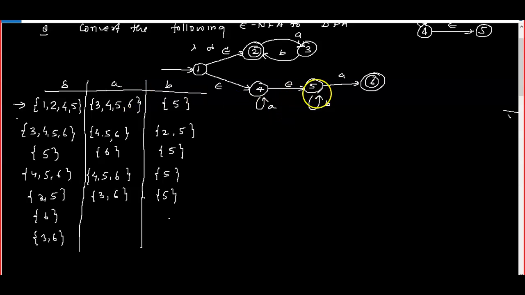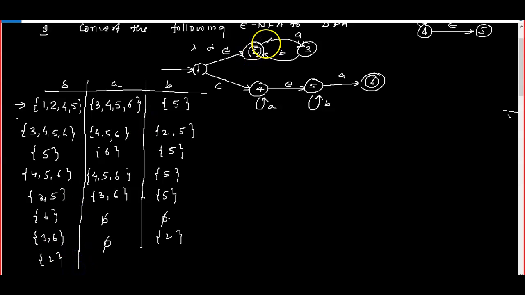6 to a is nothing. So you can write 5. 6 to b is also nothing. 3 to a is nothing. 6 to a also nothing. 3 to b is 2. And 6 to b also nothing here. So a new state has come, 2.